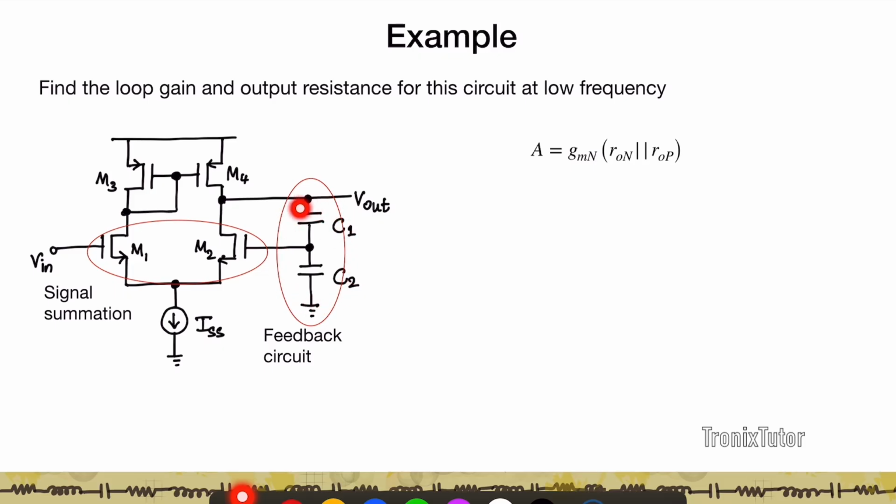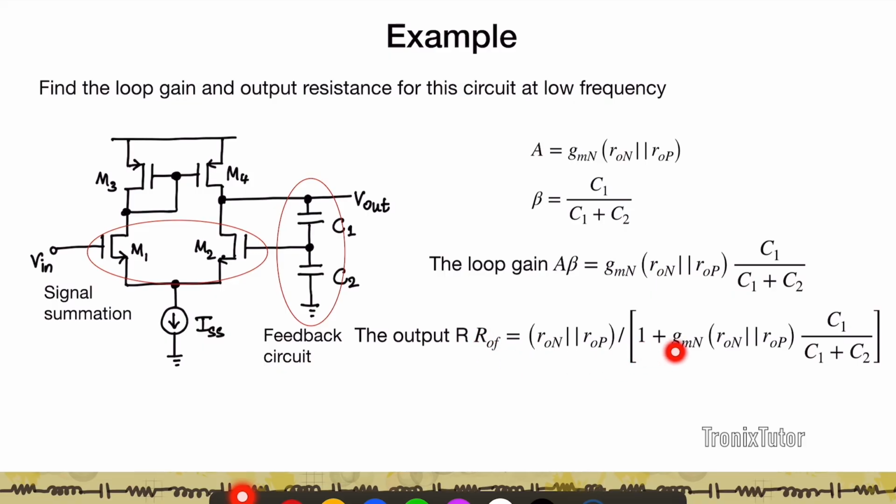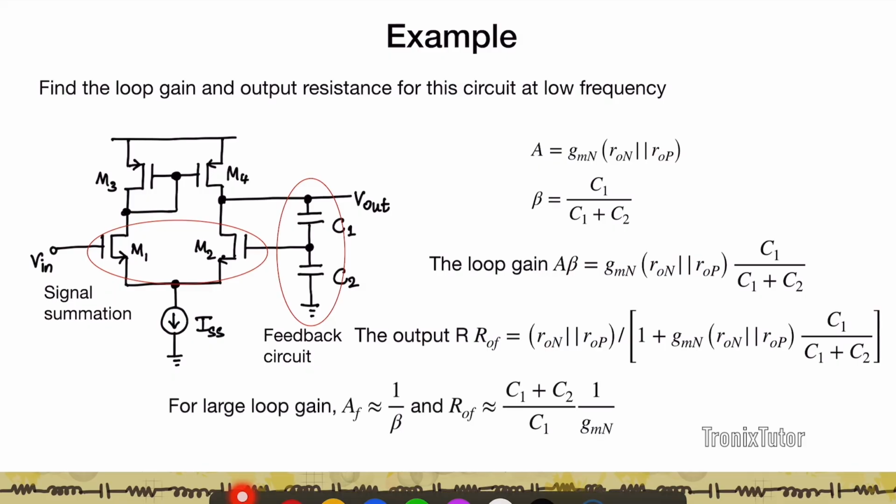If you're not going to pull any current, essentially this feedback is an ideal feedback because it has infinite loading impedance at both input and output. So if I look at A now, my open loop gain is simply the gain of the differential amplifier, which is GMN into R1 parallel ROP. My beta is C1 upon C1 plus C2. And so therefore the loop gain is going to be A beta, which is GMN into R1 parallel ROP times C1 upon C1 plus C2. And the output resistance can be given by applying the formula R out divided by 1 plus A beta. And so for large loop gain, when this A is very large, I can write AF as 1 by beta, and my ROF simply becomes dependent on the capacitors and 1 by GM.